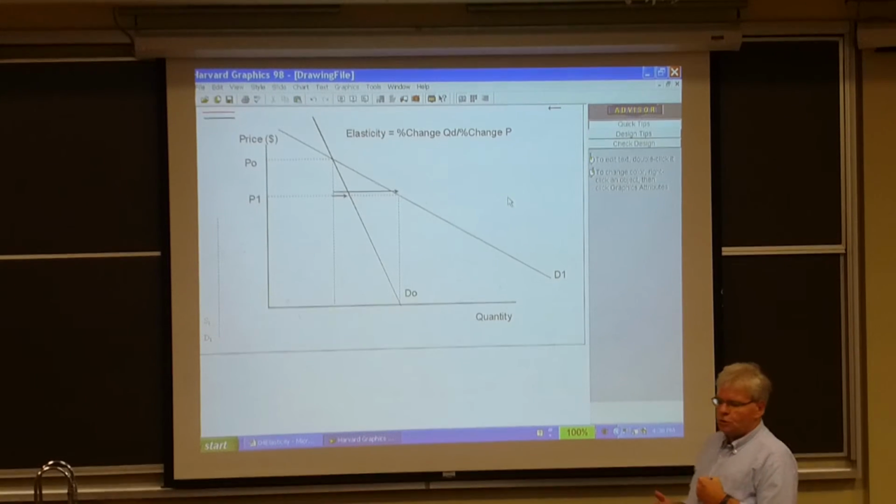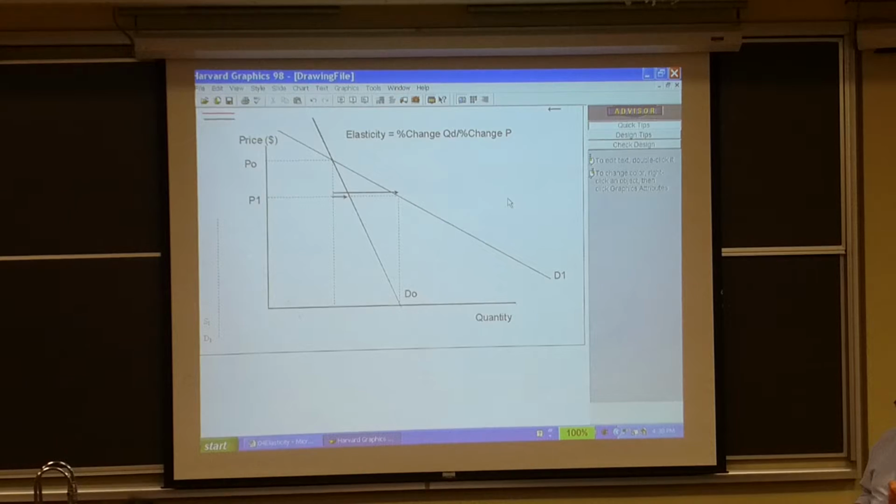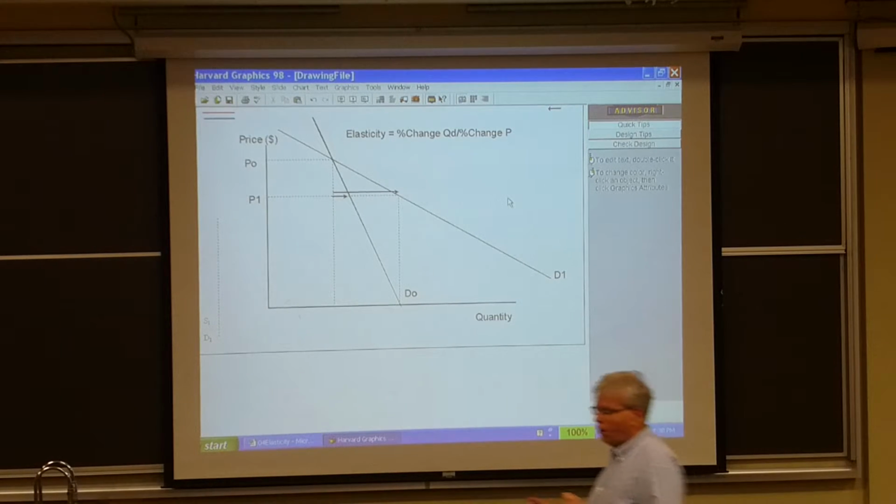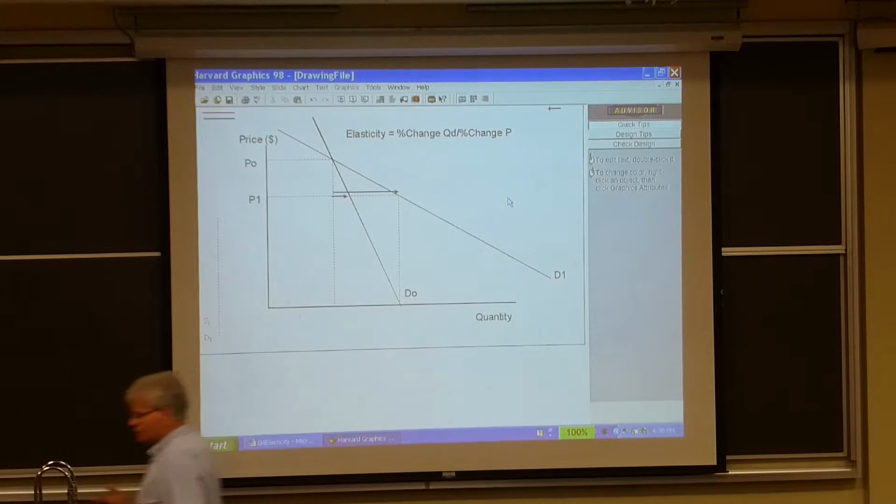In first year, and oftentimes in economics, you use it as an absolute value. That is, elasticity is really the absolute value of the percentage change. It is the positive number, the magnitude of that ratio. Strictly speaking, it is the absolute value. Now, I will forget sometimes because I just can't be bothered with that.